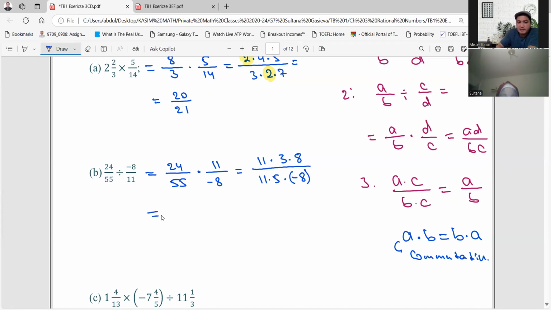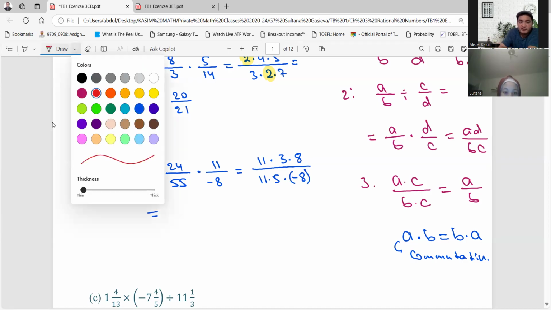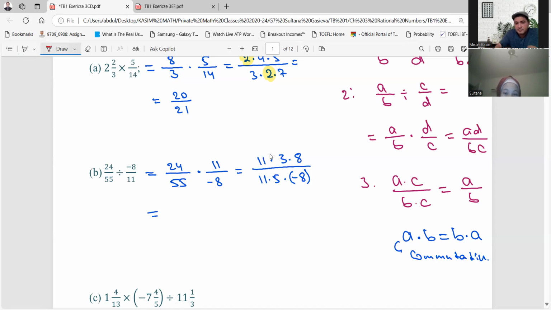You see, now I can see the common factors. Can you see the common factors? Yeah. See, 11, 11 is gone. And 8, 8, it is gone. Because you see, positive over negative, the result will be negative. At the top, we have 3. At the bottom, we have 5.